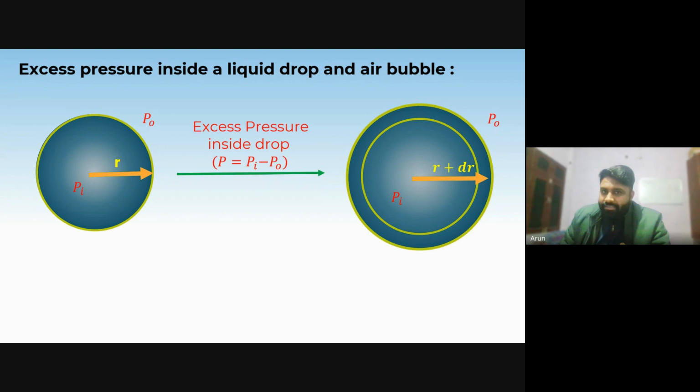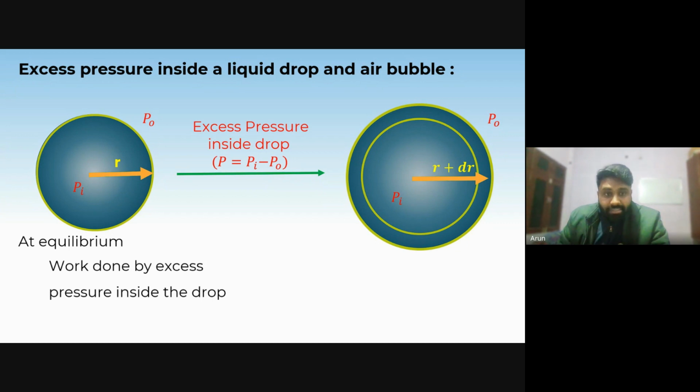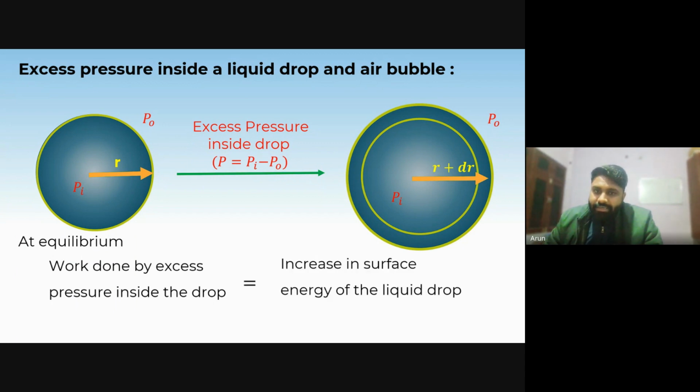Now excess pressure is Pi minus Po. So at equilibrium condition, what will happen? The work done by the excess pressure inside the liquid drop will convert into the surface energy of that particular drop. Because if you increase the radius, the surface area will increase, hence there is an increase in the surface energy. So whatever work we have done will be stored as the increase in the surface energy of the liquid drop.